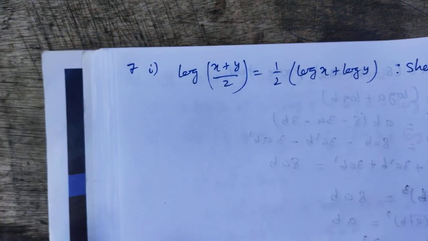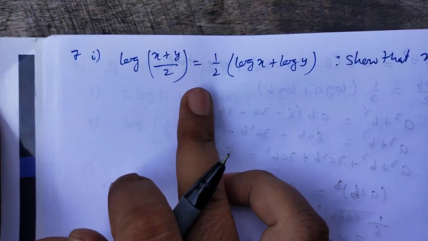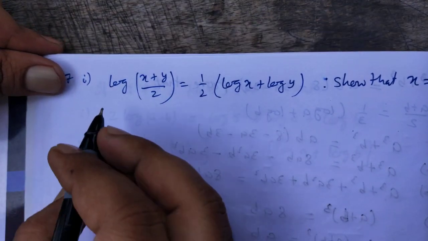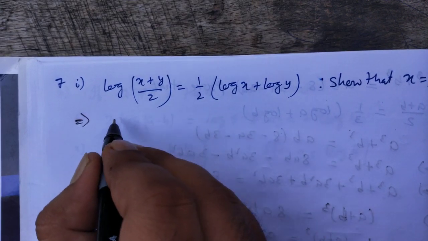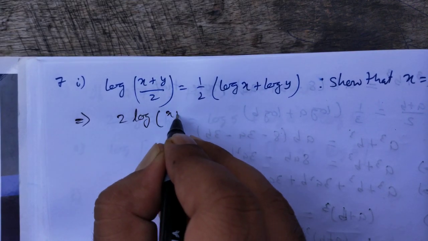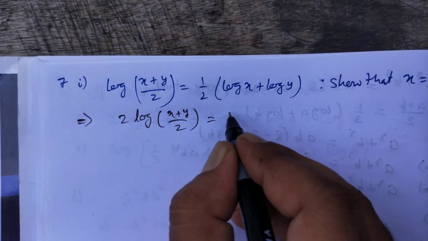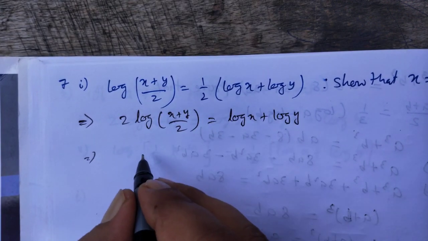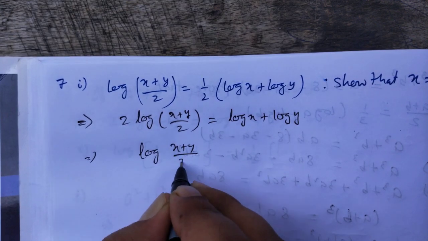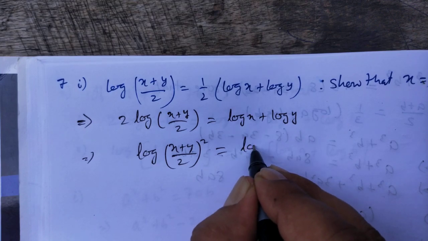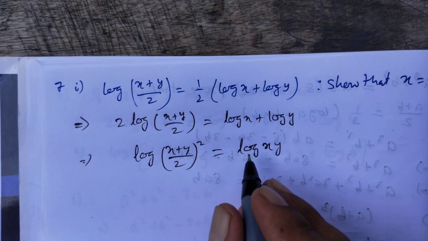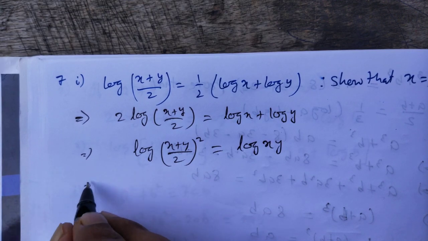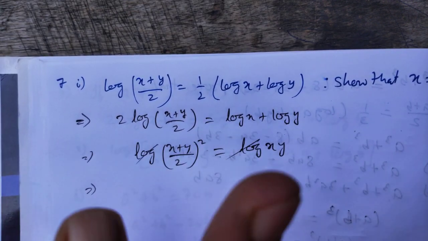Let's do question number 7. They have given this, we're going to prove that x is equal to y. So cross multiply. It's like the reverse of question number 6. So if you take, it will become x plus y by 2 whole square. And product, sum means we can write product. Reverse of whatever we did in question number 6, okay? Log x plus log y means log xy. So both sides log cancel. I've made single log both sides and log is cancelled now.